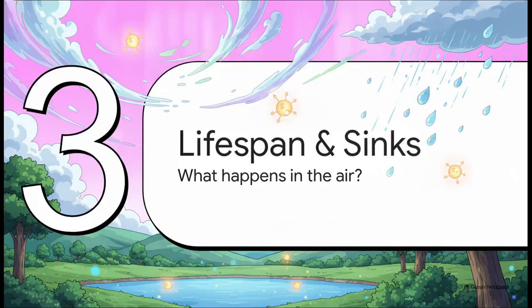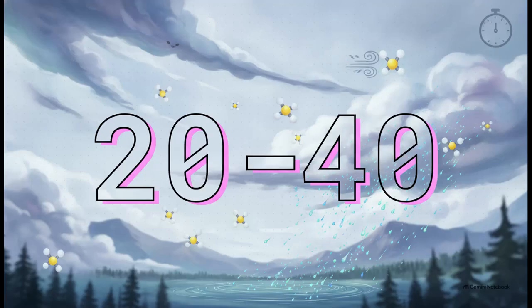Let's jump into Section 3, Atmospheric Lifespan and Sinks. So what happens to these molecules once they're released into the sky? Well, they aren't permanent fixtures up there. The atmospheric residence time for SOx is strictly between 20 to 40 days. In atmospheric science, residence time just refers to the average duration a molecule spends in the atmosphere before it's naturally removed. A 20 to 40-day window means that sulfur pollution is somewhat regional. It travels along with weather systems, sure, but it typically falls back down to Earth within about a month. It doesn't persist for decades or centuries like some greenhouse gases do.